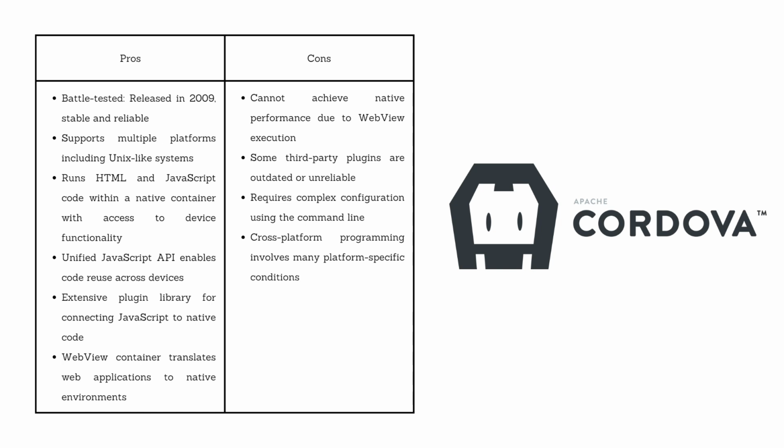And the missing thing, or the cons about Cordova, is that you have to execute your app in the web view. It cannot achieve native performance levels, and some third party plugins are deficient, outdated, and crash multiple times. So configuration can be complicated as it requires the command line. The code should not include a lot of platform-specific conditions when it comes to cross-platform programming. So this was all about Cordova.